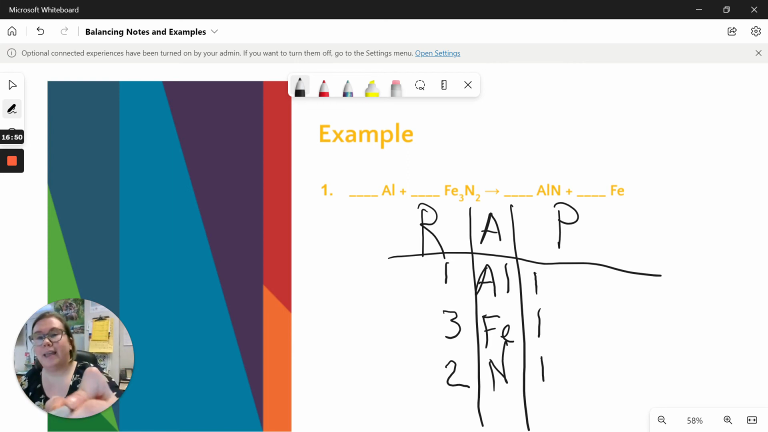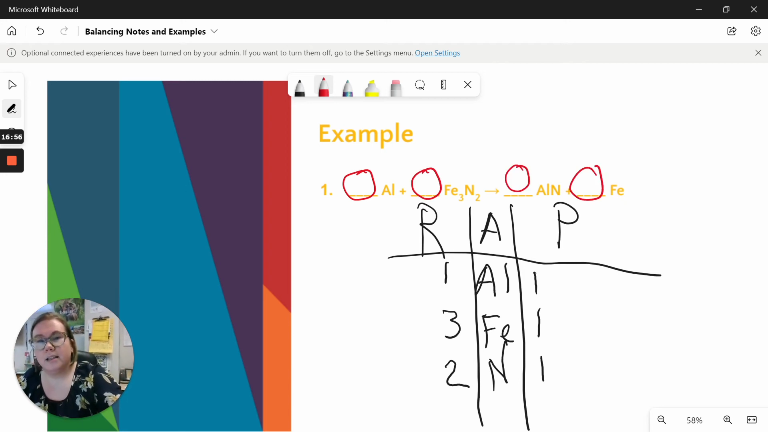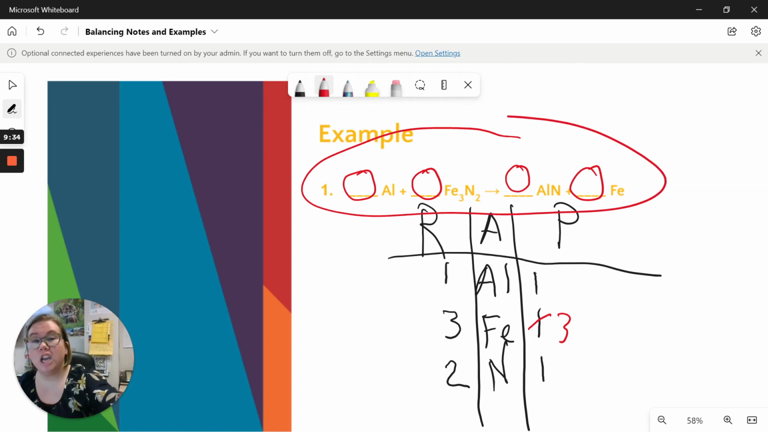Well, that's where these blanks you see come in. So you have these blanks in front of each of our compounds or elements. That is where I can put numbers to change how many of each atom I have. Okay? I can't just go over here and say, nope, this isn't 1, it's 3, and I'm done. No, I got to change something up here to make that happen. That's the only way to do it. Okay? Got to change those big numbers in the actual equation.